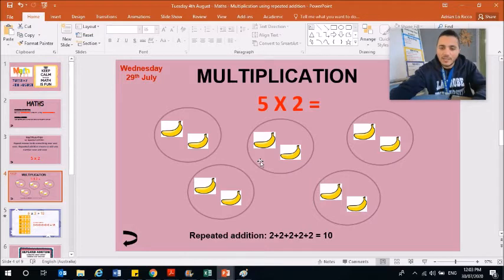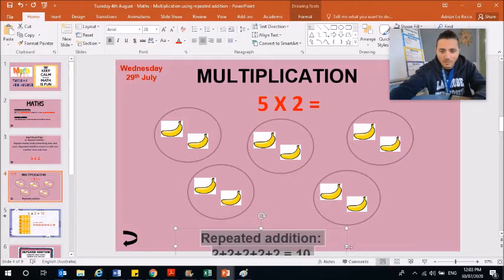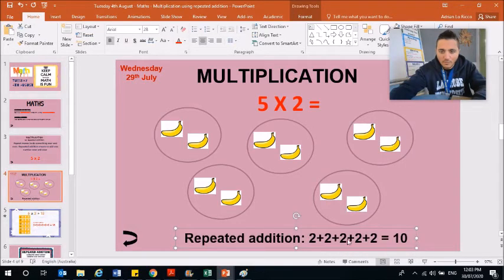This week, we are looking at repeated addition. So have a look down here. I'm going to make that a little bit bigger. It's very important this week that we know what it looks like as repeated addition. So the groups that we've done look like this: 2 plus 2 plus 2 plus 2 plus 2. There should be five twos there because there are five groups of two.